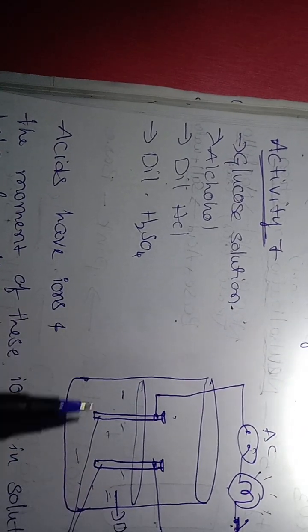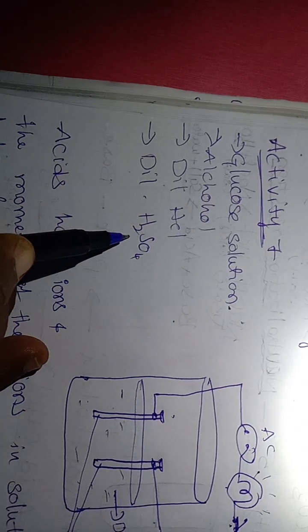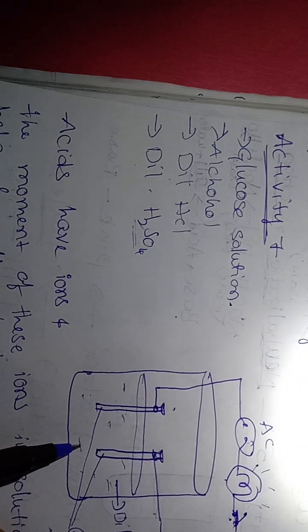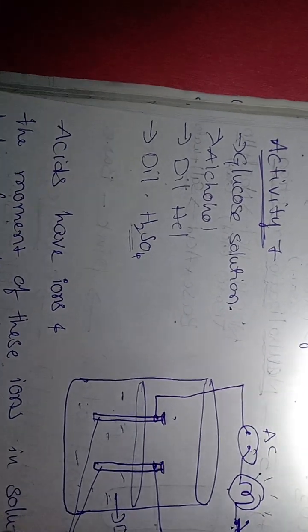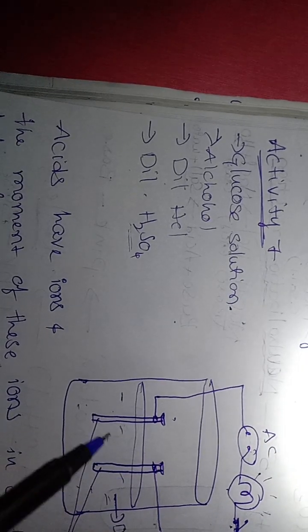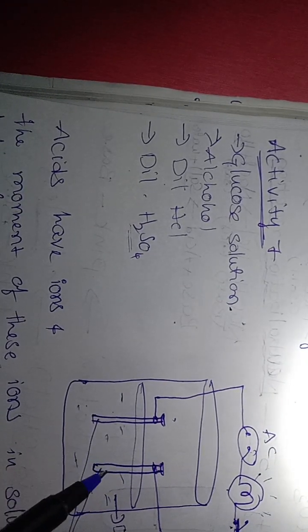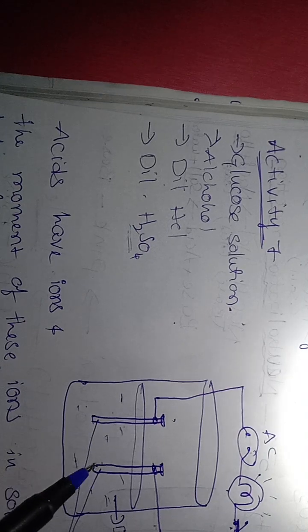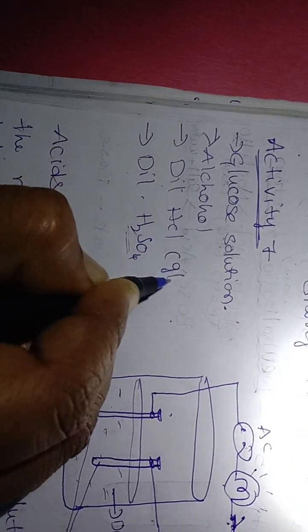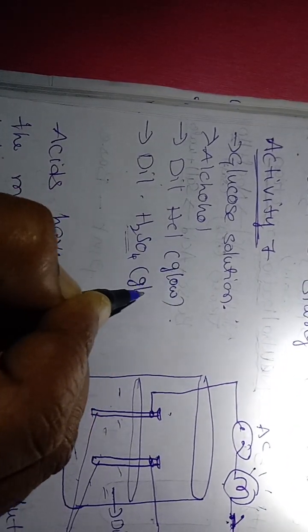Now empty the beaker and add sulfuric acid to the beaker. Now switch on the circuit, and the bulb starts glowing, which means it is conducting electricity between the graphite rods. In this case it is glowing, here also it is glowing.